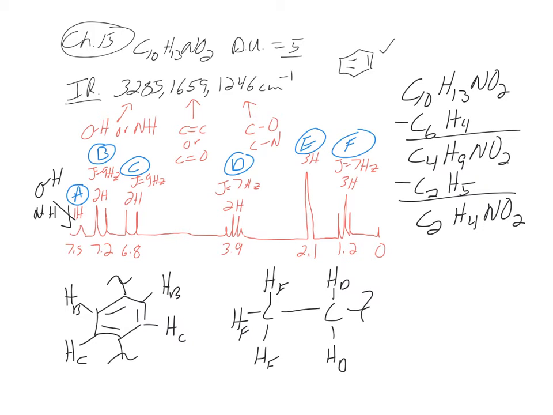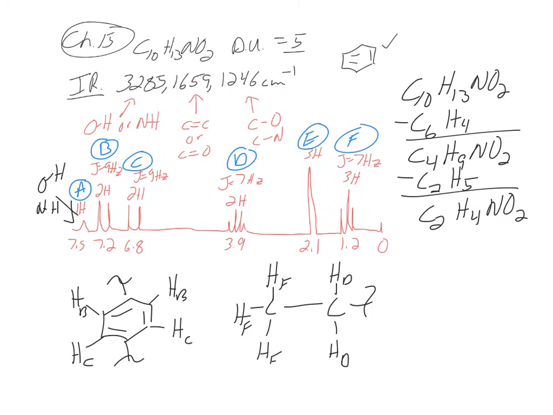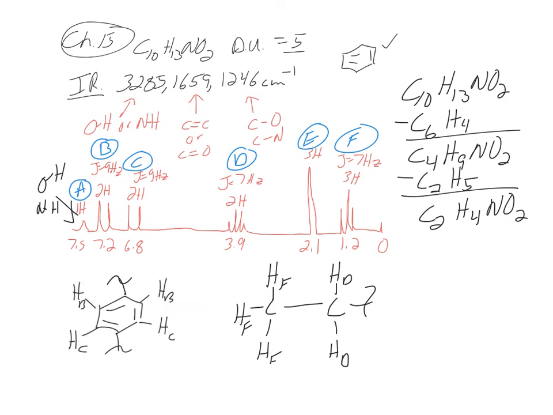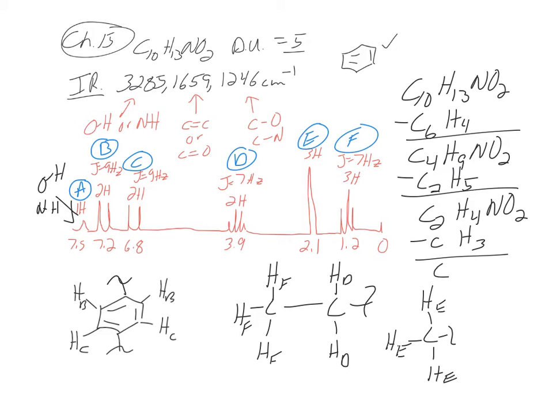Good. What about this singlet? What's that going to be? E. 3 carbons. That's a CH3, right? Does it have any nearest neighbors? No. It does not. And that is E. Right? So then we subtract out a CH3 here. So a C, an H, an N, O, and a 2. Right?